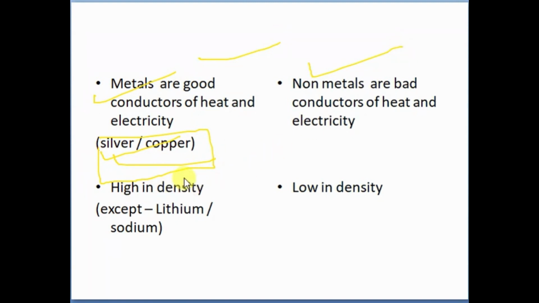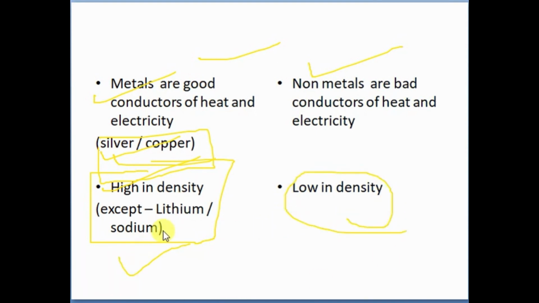Next, we have density. Metals have high density except lithium and sodium. Density is about the mass. The formula of density is mass upon volume. So metals have high density, and lithium and sodium have low density.